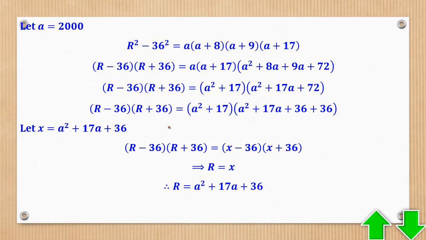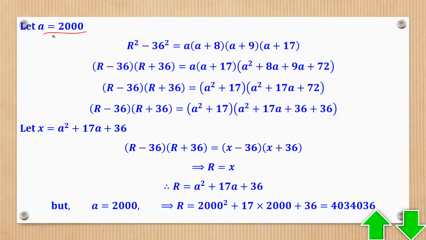And the good thing, we already know the value of a is 2000. So I'm going to substitute for a to get the value of r. And remember at the beginning, our r was the required square root. So that means that the value they wanted is that. That was part A. Now let's go to part B.